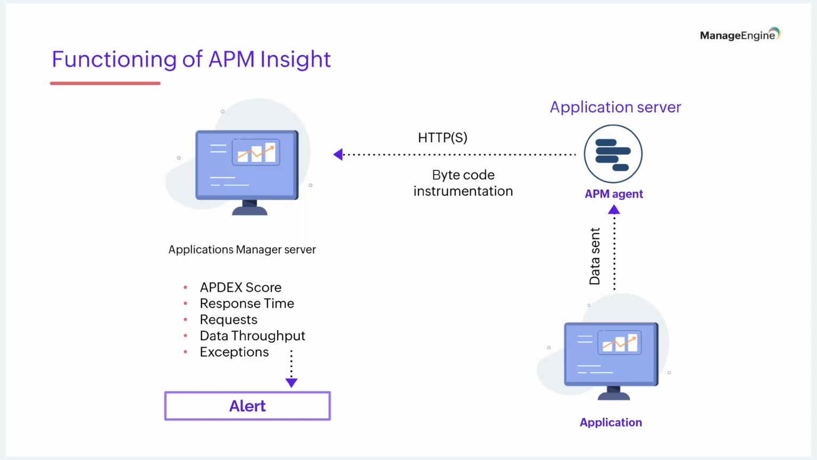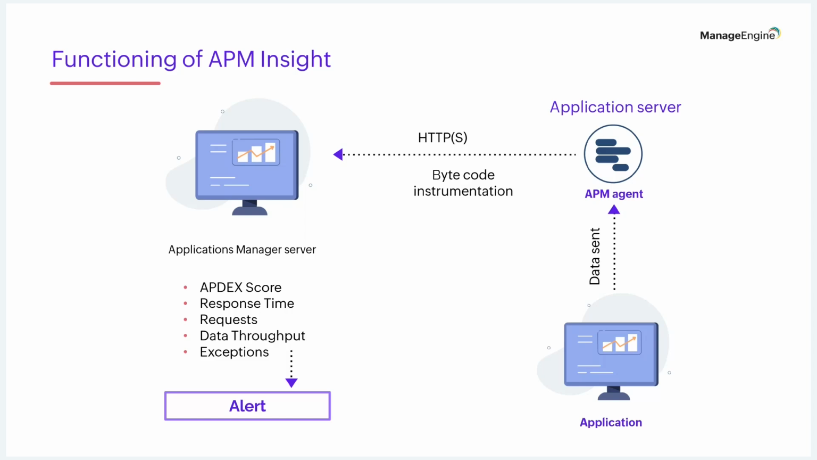The agent within the application server utilizes bytecode instrumentation to track the individual user transactions as they navigate through the application stack. Then it sends this transaction data to the Applications Manager at a fixed time interval. This approach enables detailed monitoring of transaction performance, facilitating the identification of bottlenecks or any other performance issues that occur.